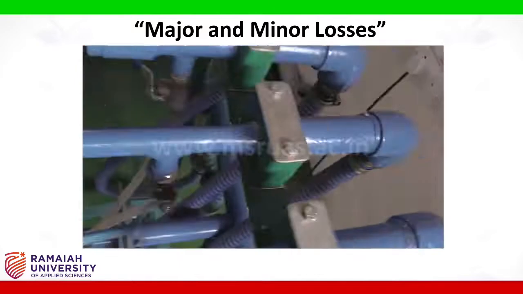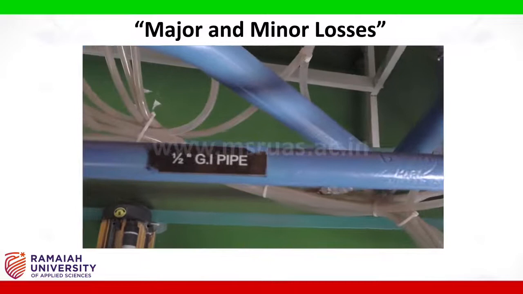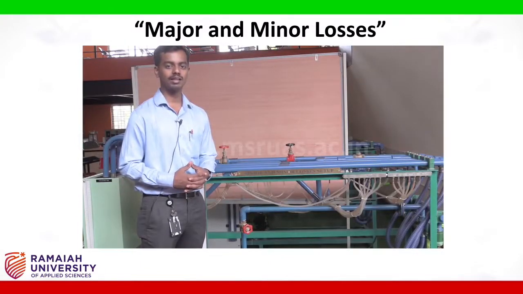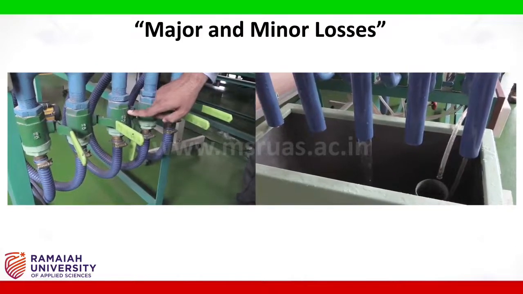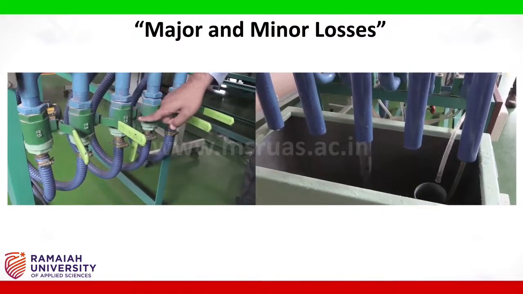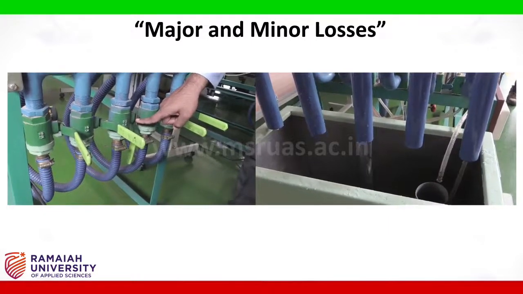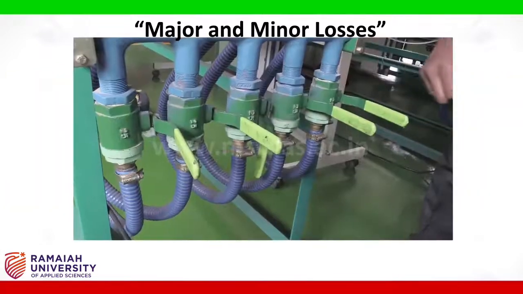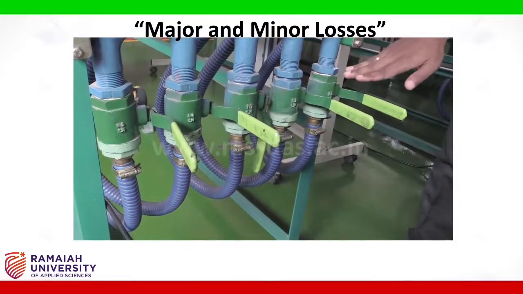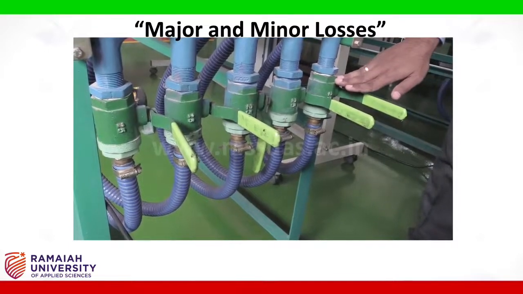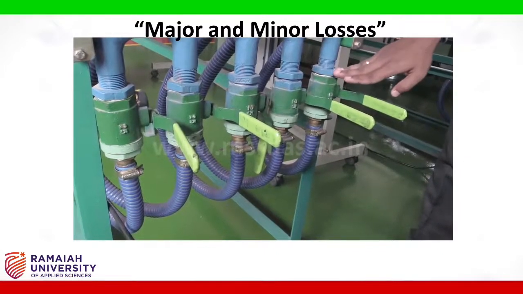Now, the same experiment can be repeated for the 1/2 inch pipe and also for the pipelines containing the pipe fittings. Now, the valve for the 1/2 inch pipeline is open. In order to calculate the minor losses, that is the head loss across a pipe fitting, we need to open either this or this valve, because all the pipe fittings are present on the 4th and the 5th pipeline.